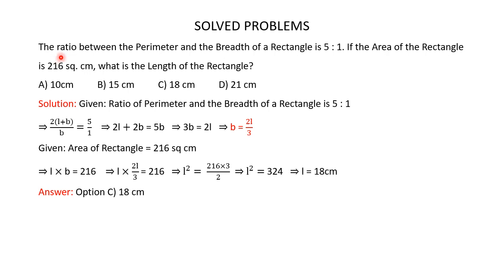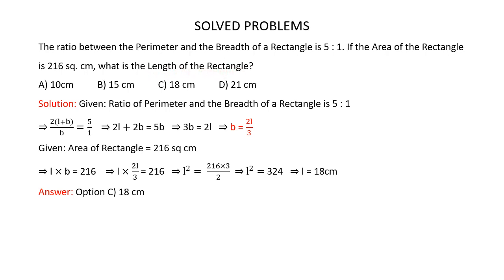The ratio between the perimeter and the breadth of a rectangle is 5:1. If the area of the rectangle is 216 square centimeters, what is the length of the rectangle? Here you are given 4 options and you have to find out which of these options is the correct one. So here you are asked to find the length of the rectangle.